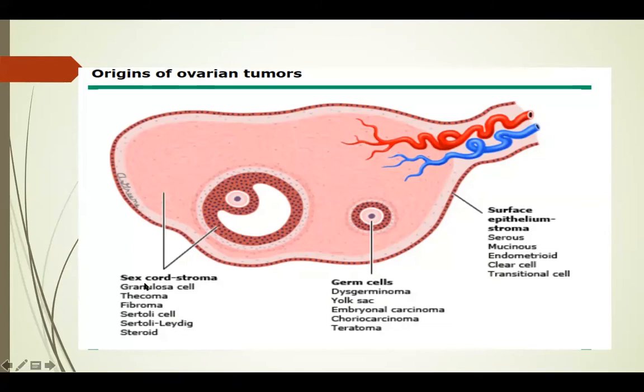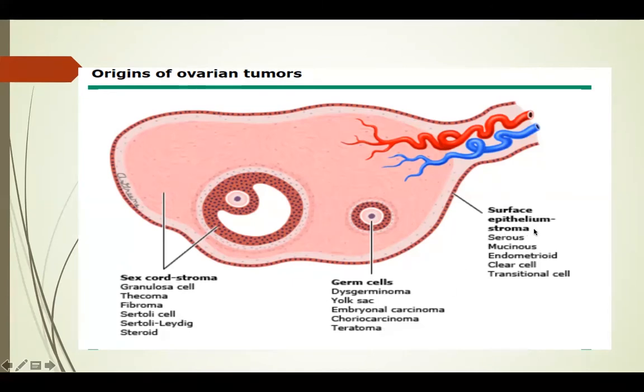From the sex-cord stroma, we can have granulosa cell tumors, fibroma, Sertoli-Leydig, and steroid cell tumors, and those are called sex-cord stromal tumors. They usually present as solid masses, and they are diagnosed early because of production of hormones. So there will be signs and symptoms. From the germ cell layer, there will be dysgerminoma, yolk sac, embryonal carcinoma, choriocarcinoma, and teratoma, and we'll discuss in detail.